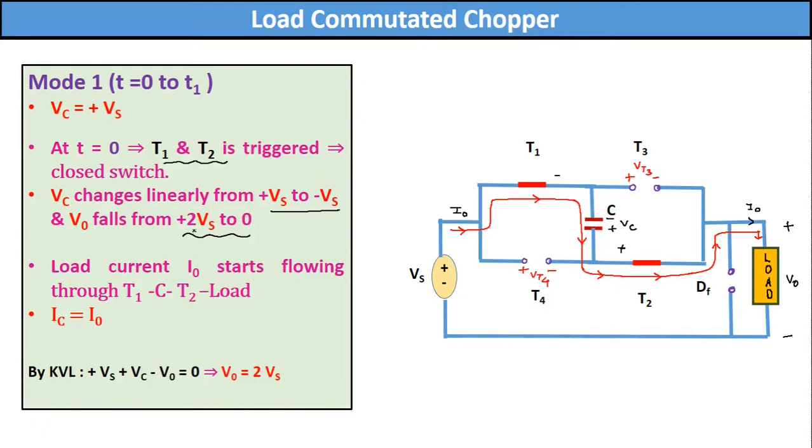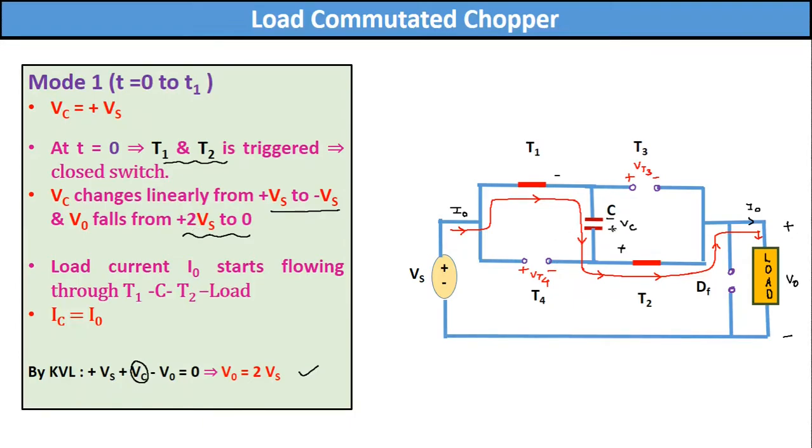Now how do we get this plus 2Vs here? When we apply KVL in this loop, we will get plus Vs, then for the voltage across the capacitor we will get plus Vc, then minus V0 is equal to 0. So when we put Vc equal to Vs here, what we will get? V0 is equal to 2Vs. So at time t equal to 0, the voltage across the load will be equal to plus 2Vs.